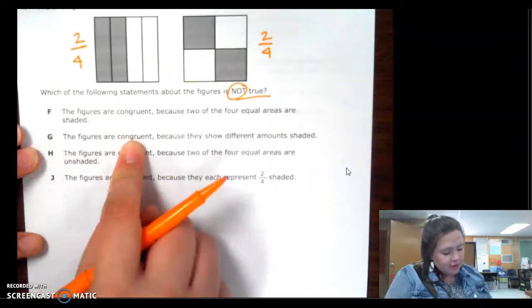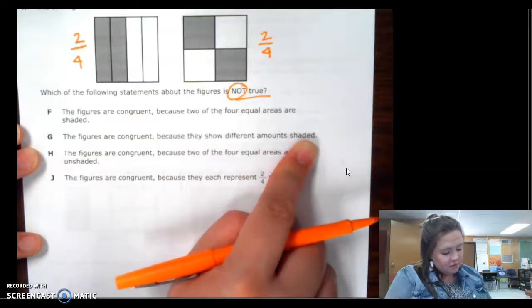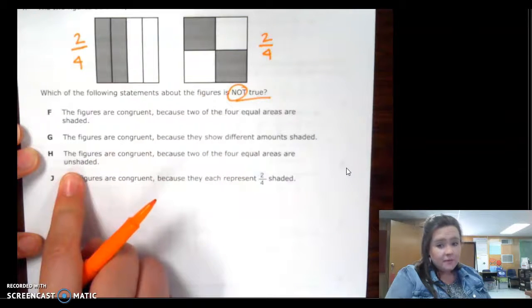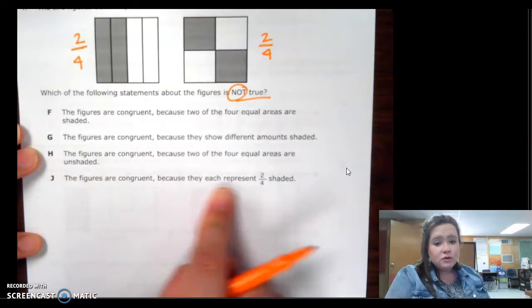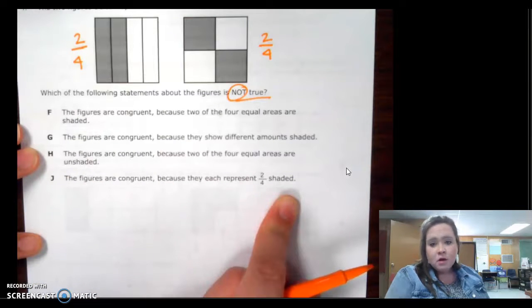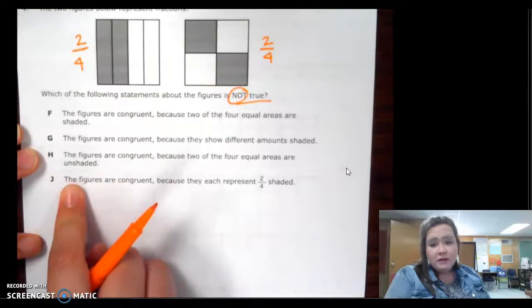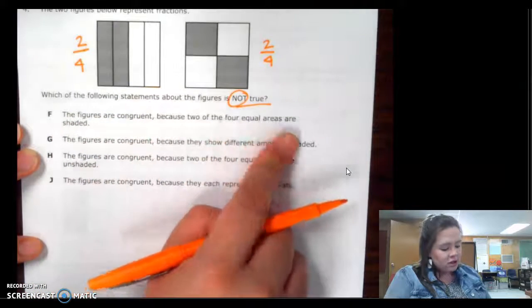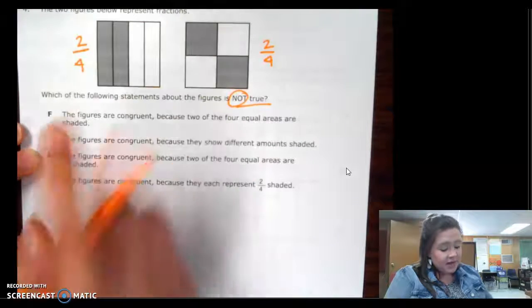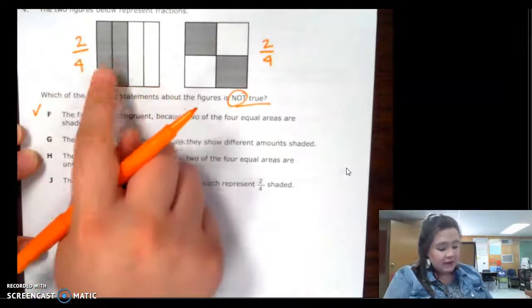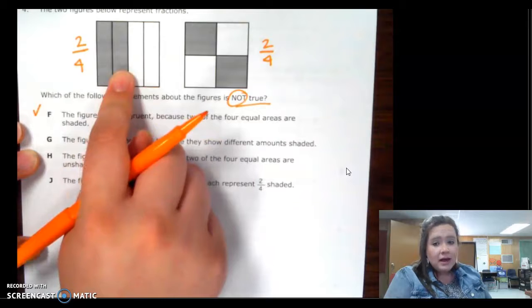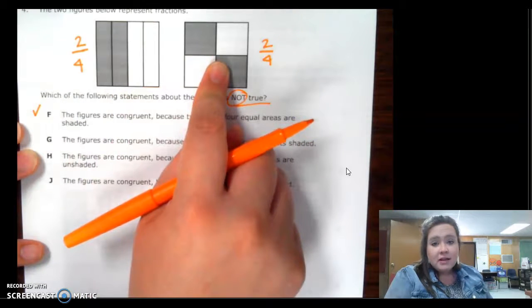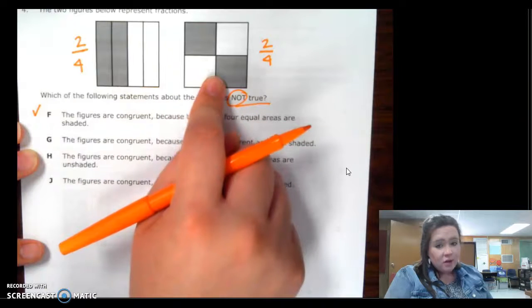The figures are congruent because they show different amounts shaded. The figures are congruent because 2 of the 4 equal areas are unshaded. The figures are congruent because they each represent 2/4 shaded. Well, these are congruent figures. We've already established that. The figures are congruent because 2 of the 4 equal areas are shaded. That is true. 2 of the 4 equal areas, each one of these pieces in this model is split up, and they're all equivalent parts. These are all equivalent parts. These parts are equivalent, even though they look different.